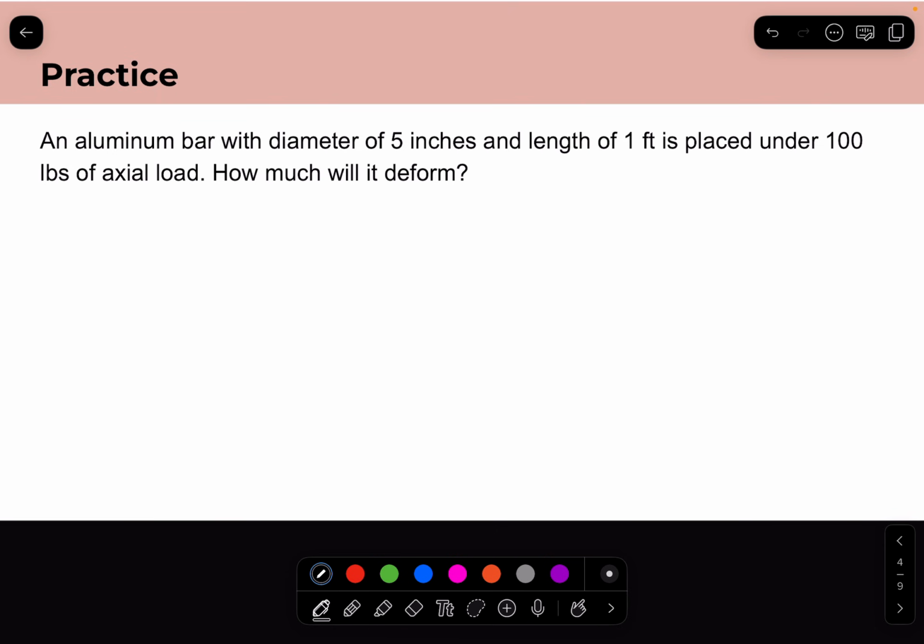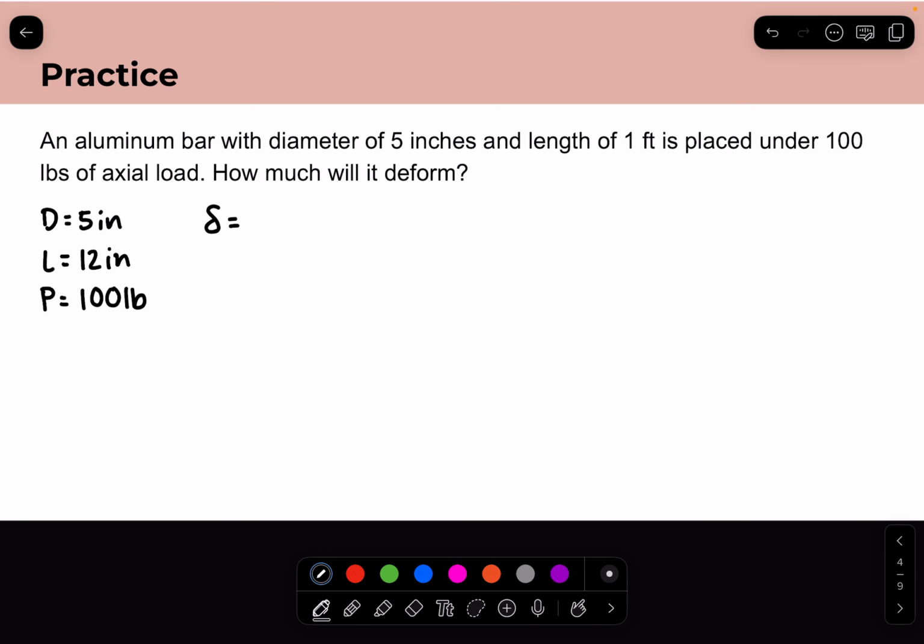Here's a practice problem. We have an aluminum bar with a diameter of 5 inches, a length of 1 foot, and it's placed under 100 pounds of axial load. How much will it deform? So let's write down what we're given. We're provided the diameter, the length. I'm going to go ahead and convert that 1 foot into 12 inches. And the load I'm going to define as P. And we're solving for deformation.